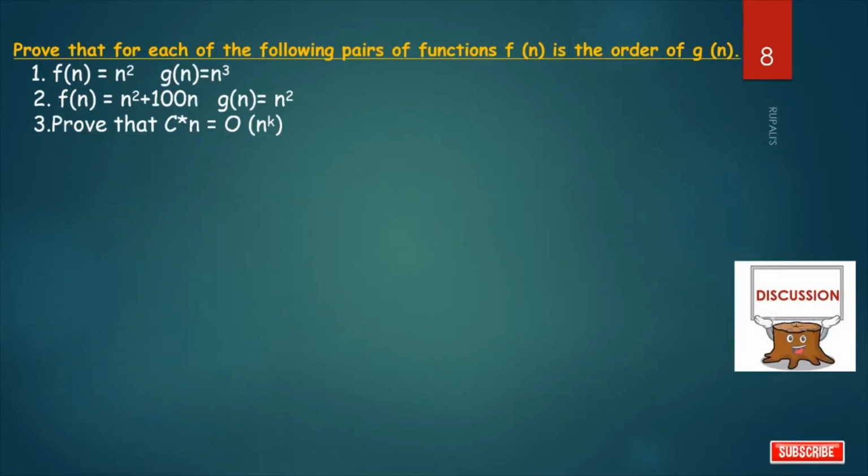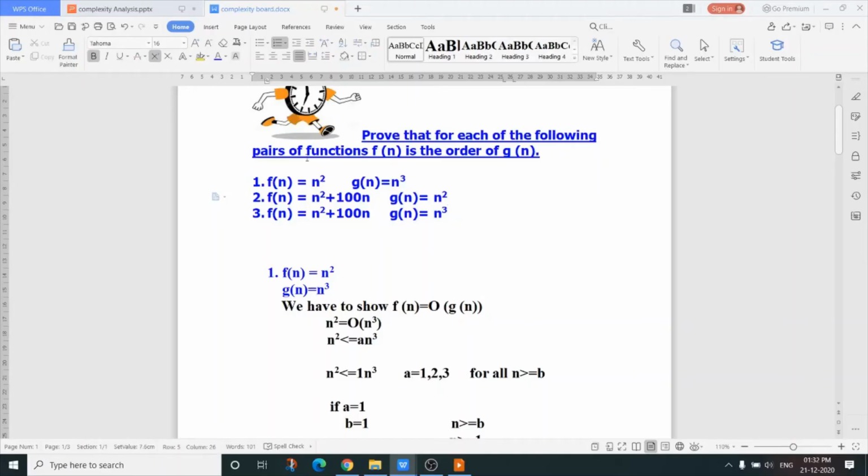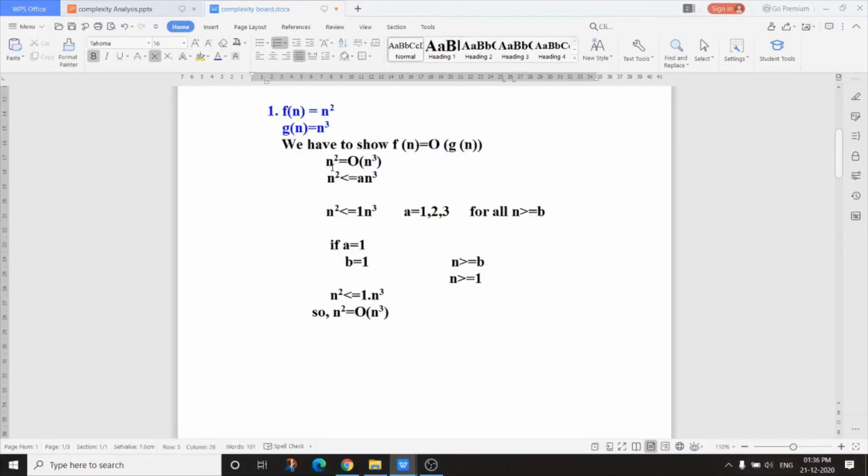Now see the examples. Prove that for each of the following pairs of functions, f(n) is the order of g(n). Our first example is f(n) equal to n square and g(n) equal to n cube. I have to show f(n) is on the order of g(n). What is the value of f(n)? It is n square. What is the value of g(n)? It is n cube. So n square equals O of n cube. So I have to prove n square is on the order of n cube.